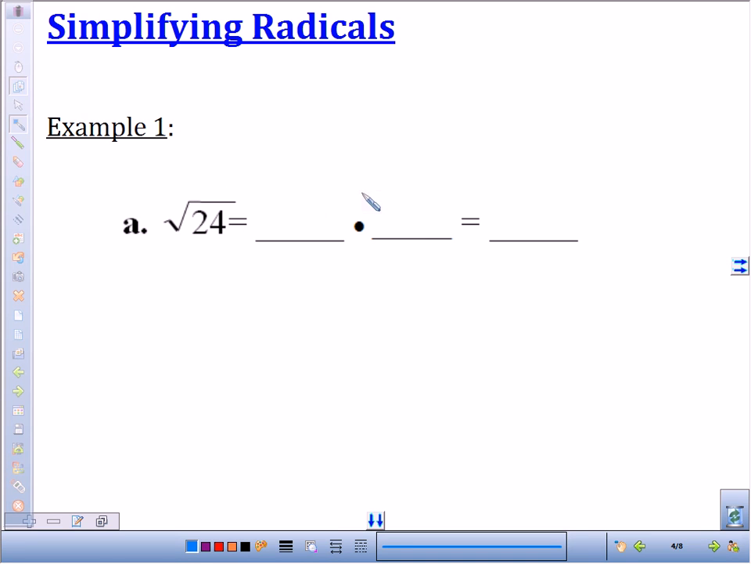Now I have the square root of 24, and I want to simplify this radical. To simplify the radical, I want to look for the largest perfect squares that I can remove, or that I can split this up into, so I can remove the perfect squares from under the radical.